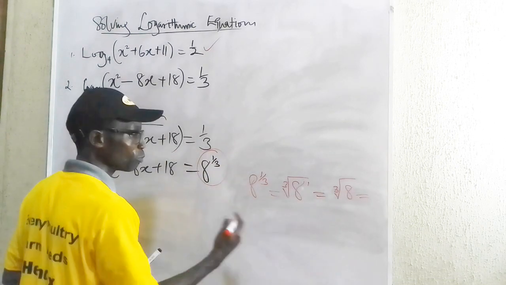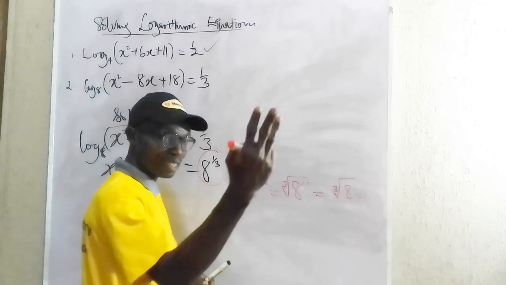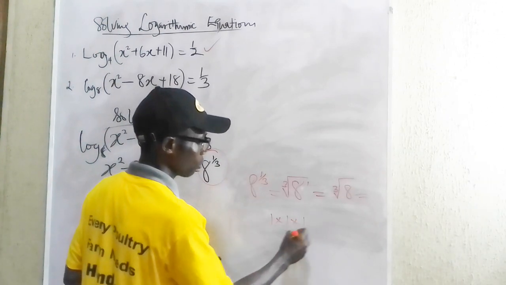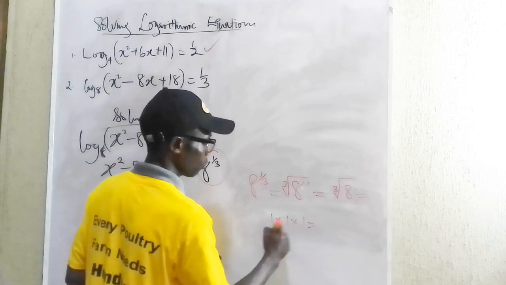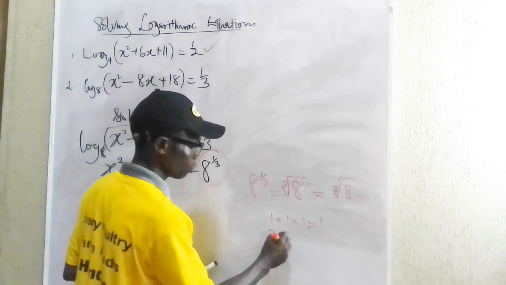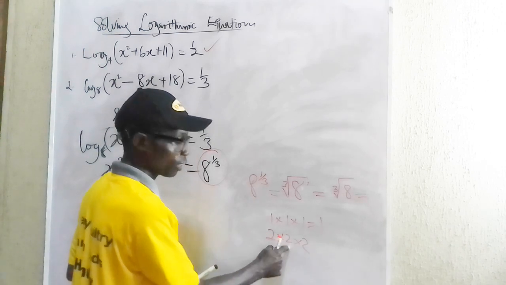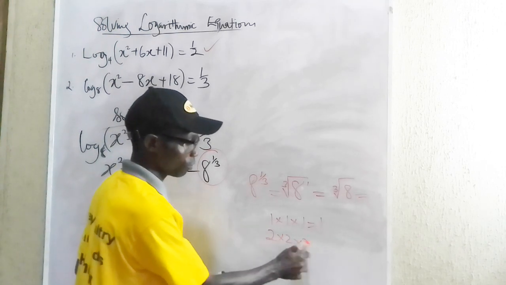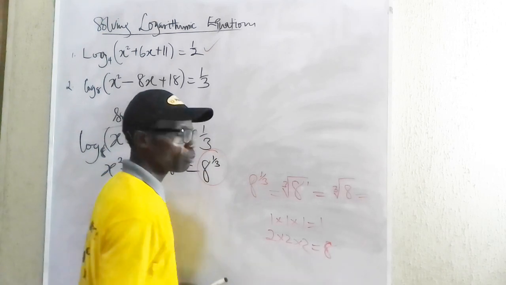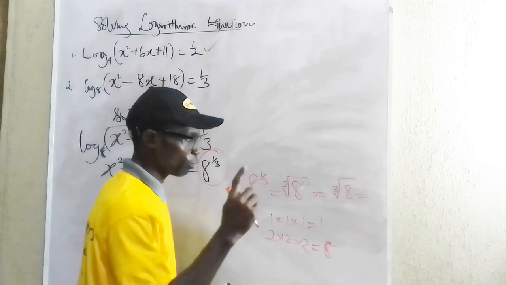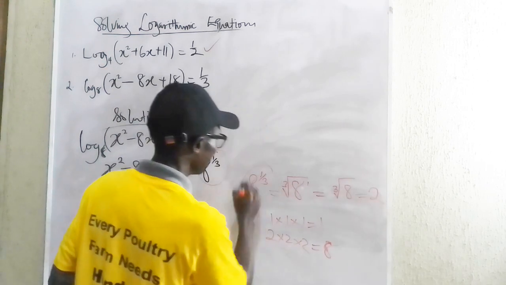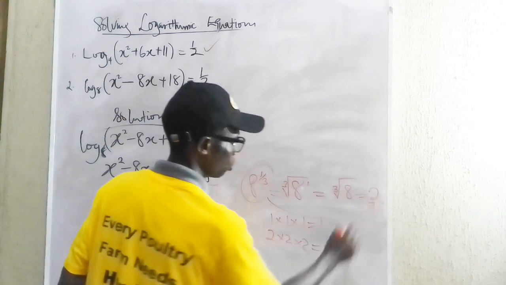It is any number that you multiply by itself 3 times to give you 8. Let's start with 1. 1 times 1 times 1: 1 times 1 is 1, 1 times 1 is 1. Let's do 2. 2 times 2 times 2: 2 times 2 is 4, 4 times 2 is 8. So let's not go further. What number did we multiply by itself 3 times to give us 8? That number is 2. So this essentially means 2.